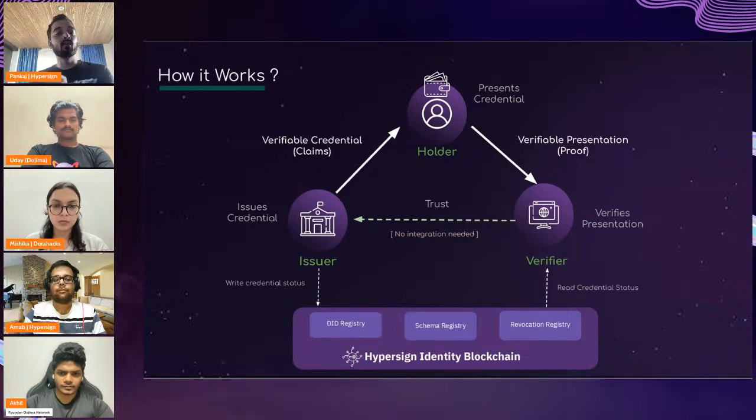They can directly query this public blockchain with the credential that the holder presents to the verifier, and a verifier will be able to verify in a trustless manner, where you don't need to trust the holder or the issuer. You are just verifying it on a public blockchain. This is how the decentralized identity model works.